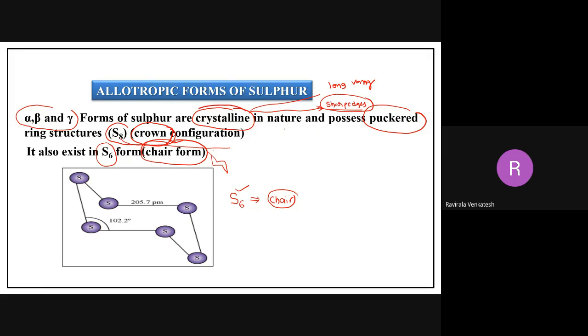Second thing, S8 exists in the Fokker ring or crown ring, whereas S6 exists as a chair form. These are the three main points you have learned in this slide.